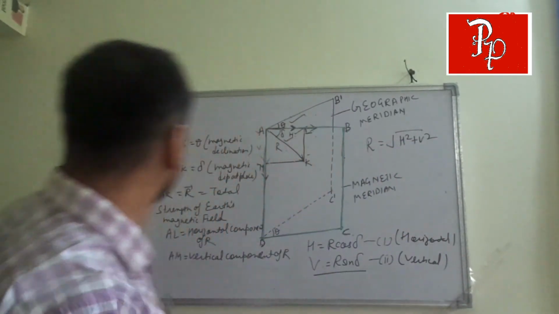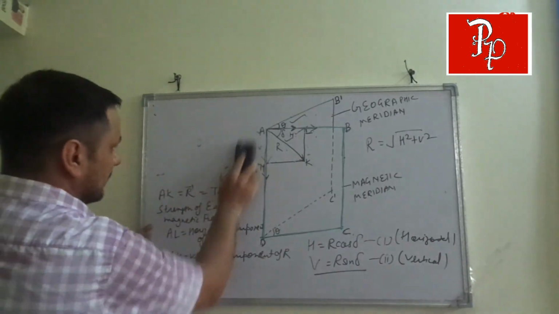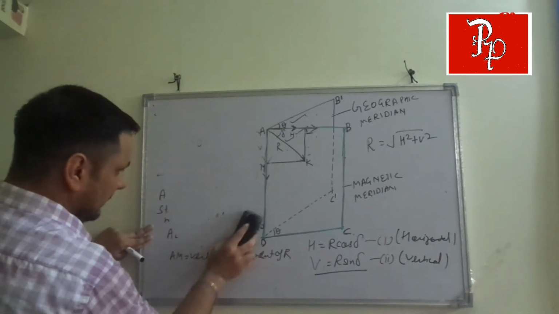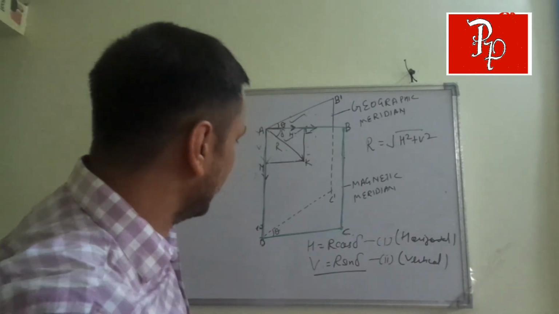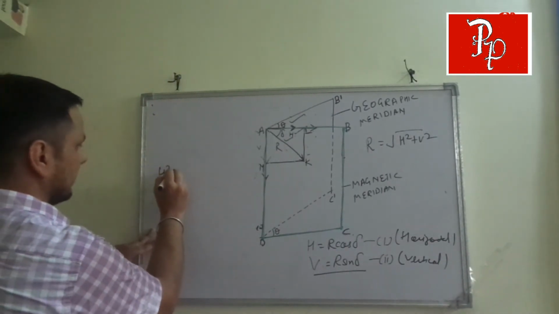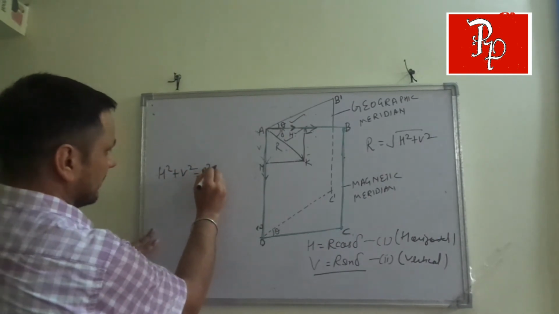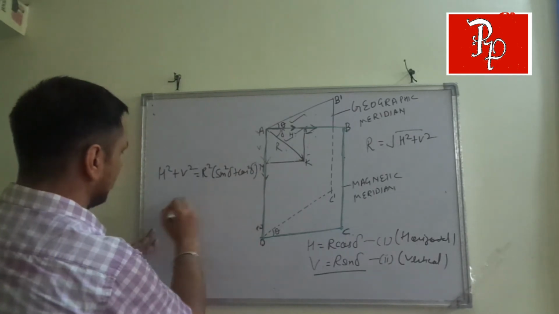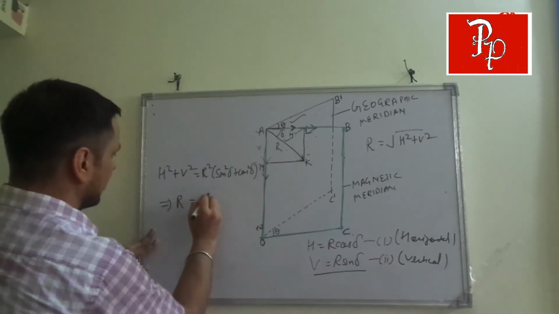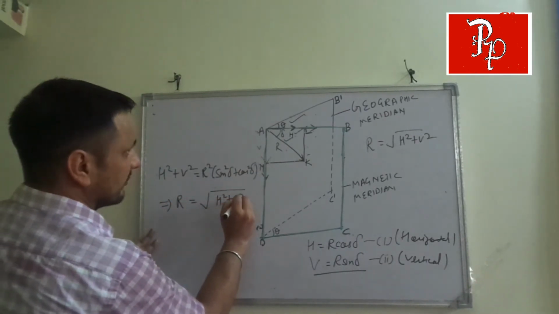You want to know how it comes? It's very simple to get the answer. Let's see. Squaring and adding, it comes out to be H square plus V square equal to R square times sin square delta plus cos square delta, that is 1. This implies R is equal to under root H square plus V square.